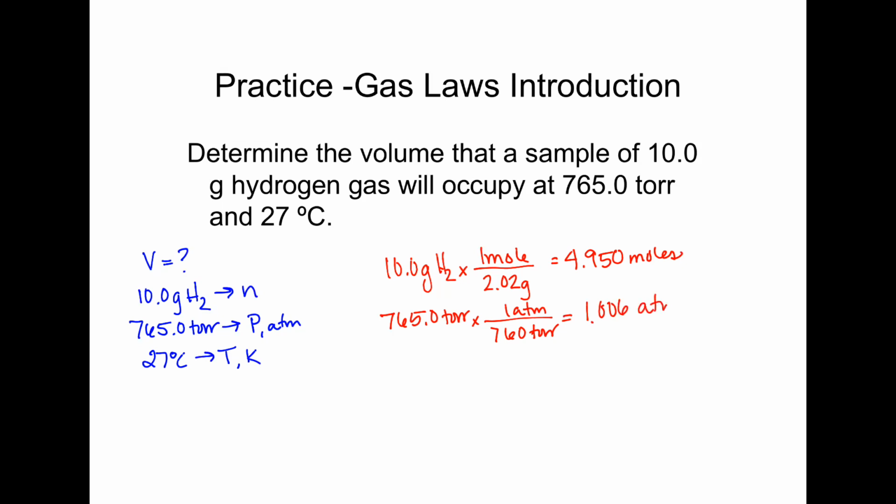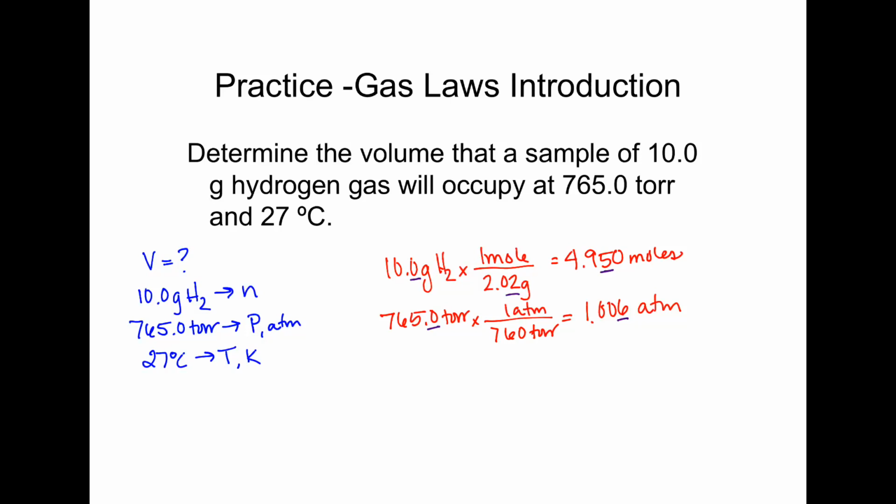1.006 atmospheres. And I should probably be keeping track of sig figs as I go along here. This had 4 sig figs. This is a definition, so it has an infinite number of sig figs. So I'm going to mark that to 4 sig figs. For my mole calculation, this had 3 sig figs. This has 3, so I'm going to mark it to 3.